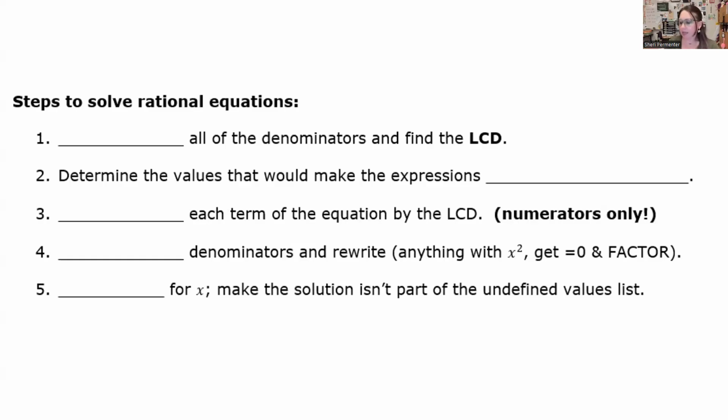First step, and this is what I said day 1 of our rational functions unit. First, just a reminder that rational is just a fancy word for fraction. And our first step when we work these problems is going to be to factor the denominators. Factor all denominators. The denominators are the bottom. And find the LCD. Remember, the LCD is the lowest common denominator.